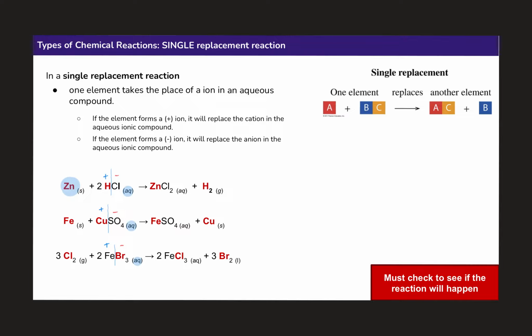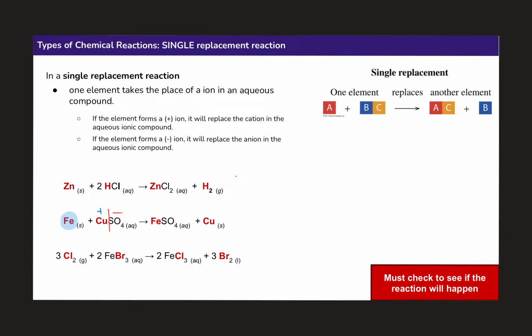In the case of zinc, in our first example here, zinc forms a positive ion when it's in an ionic compound. So it will replace the positive half of the aqueous compound, which is the hydrogen. When the zinc kicks out the hydrogen, hydrogen becomes an element. And remember, hydrogen as an element is diatomic, hence H2. This is the pattern of a single replacement. One element reacts with an aqueous compound to produce a new aqueous compound and a new element.